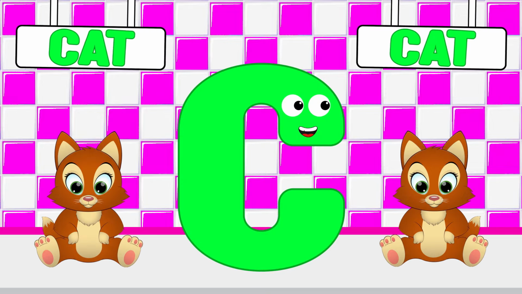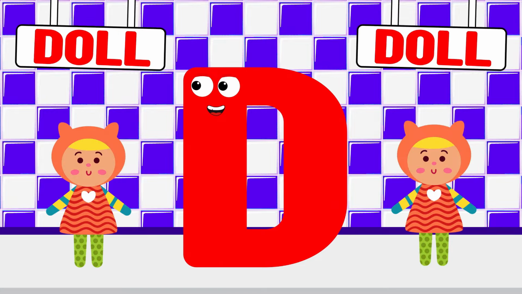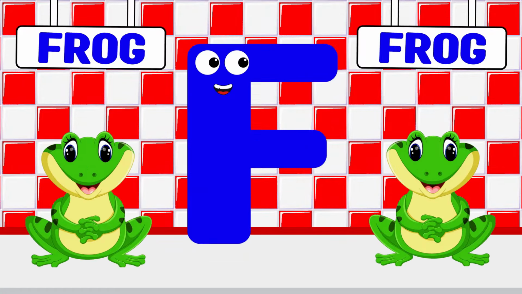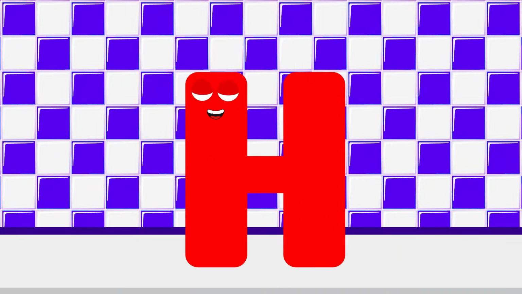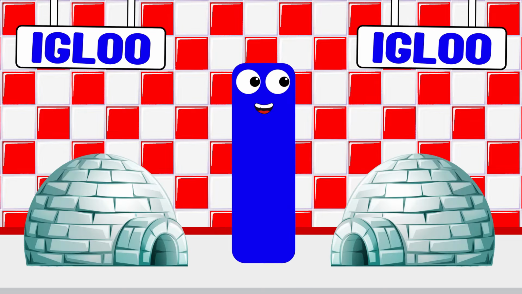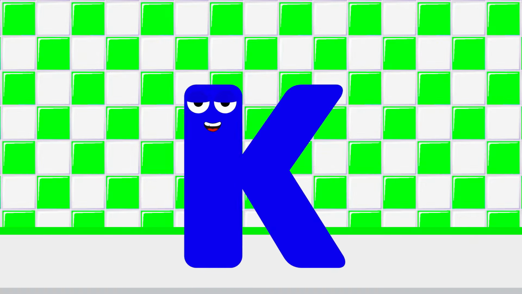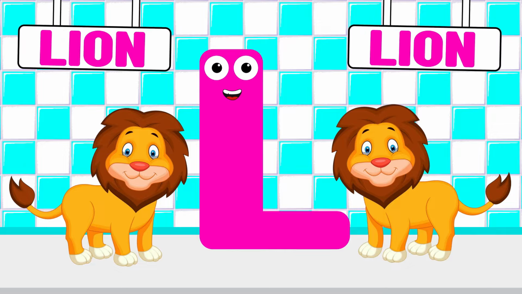C is for cat. D is for doll. E is for elephant. F is for frog. G is for goat. H is for hand. I is for igloo. J is for jump. K is for kangaroo. L is for lion.